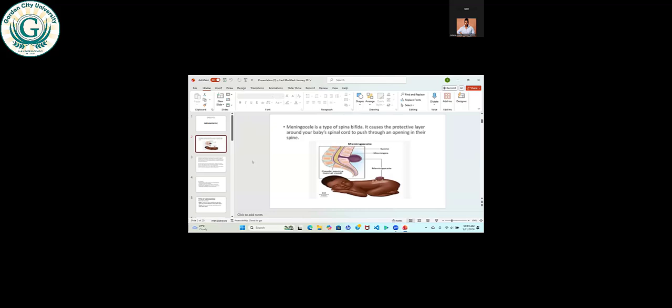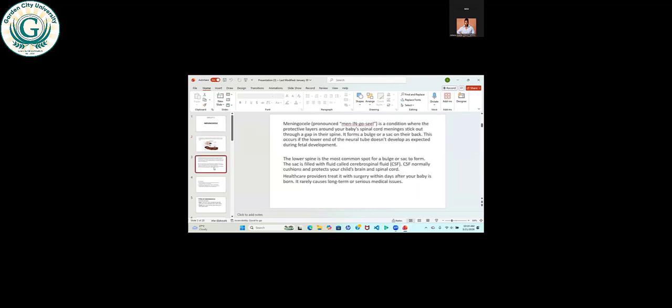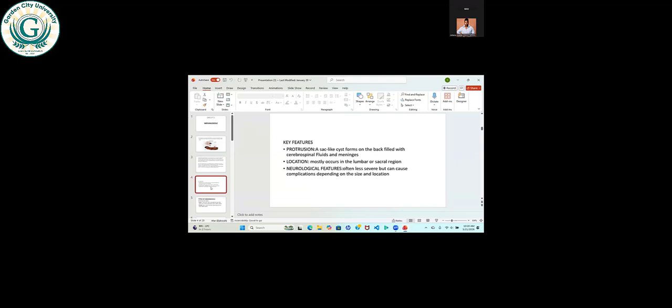The protective layers known as the meninges push out through an opening in the vertebrae. And this creates a fluid-filled sac, which is visible on the baby's back at birth. With meningocele, the significant characteristic that distinguishes it from the most severe type of neural tube defects is that the spinal cord itself is intact within the spinal canal and it's not contained inside the external sac.